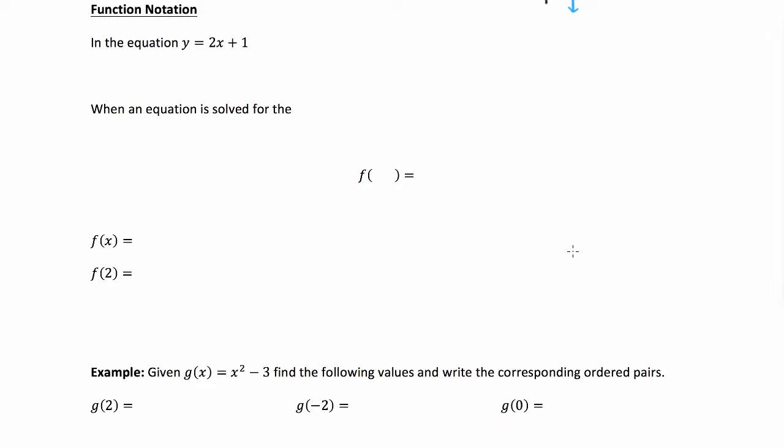Function notation is something that gets used a lot, especially if you keep going with algebra and in applications. It's a pretty big deal, and I'm going to introduce it here. In the equation y equals 2x plus 1, we've talked about this before. This equation is solved for y. Now y is often considered the output of this equation. So x would be the input, y is the output.